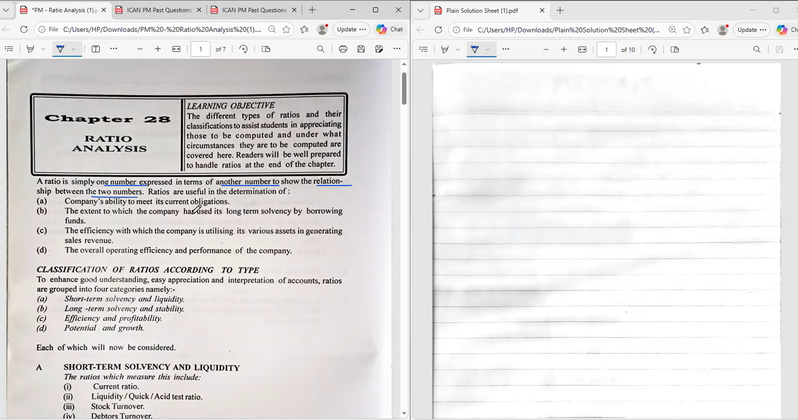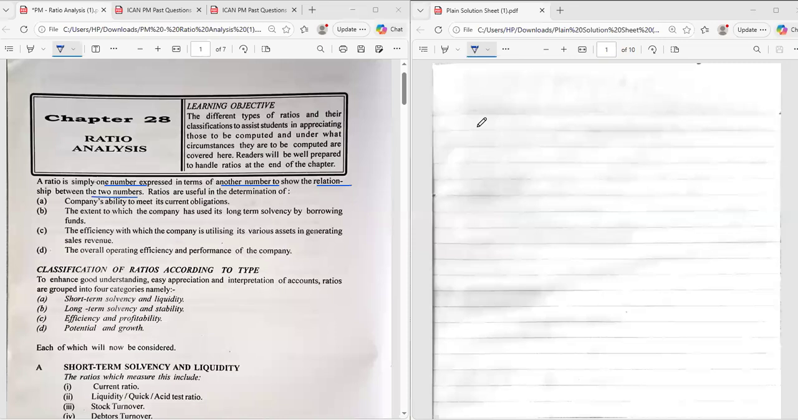So for accountants, we can decide to show the relationship between assets and, let's say, equity, or we can decide to show the relationship between stock and, let's say for example, receivables. So whenever we want to show the relationship between two values, two variables in the financial statement, all we need to do is to use a ratio in analyzing it, and that is it. It's as simple as that.